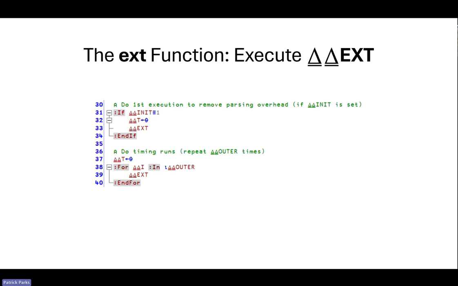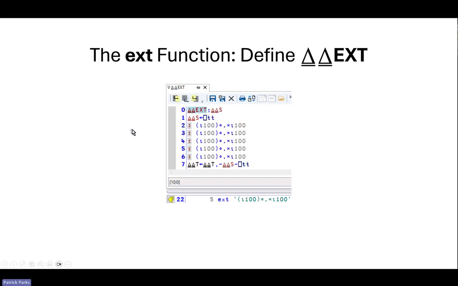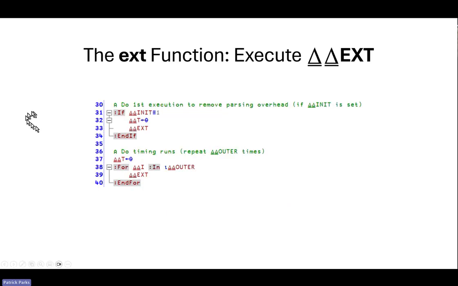The first time they execute, there is an execution and parsing overhead, and there's no real way to get rid of that. But if you're comparing various algorithms with one another, generally you don't want to include that overhead as part of your timing. So by default, we build the execution timing function, this one that I just showed you. We build this ext function, and then we run it once to dispose of the parsing overhead. By default, we do that.